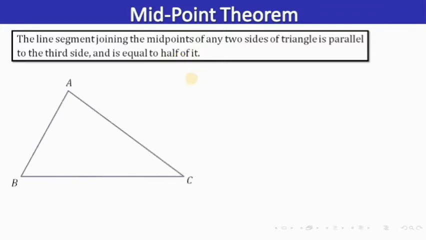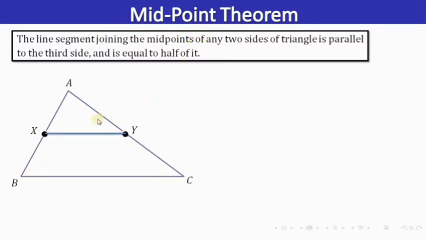I have taken a triangle ABC. My theorem says the line segment joining the midpoints of any two sides of the triangle. So I am taking any two sides, AB and AC only, and I am taking their midpoints. Let me take X to be the midpoint of AB and Y to be the midpoint of AC. Now the line segment joining the midpoints means we have to join X and Y. So this is the line segment the theorem is talking about.